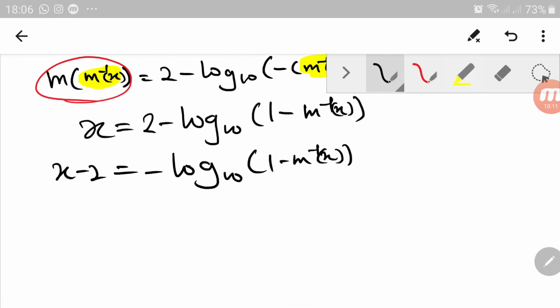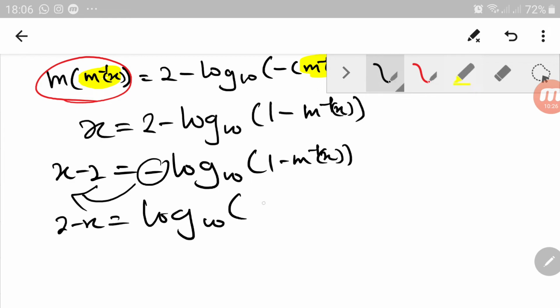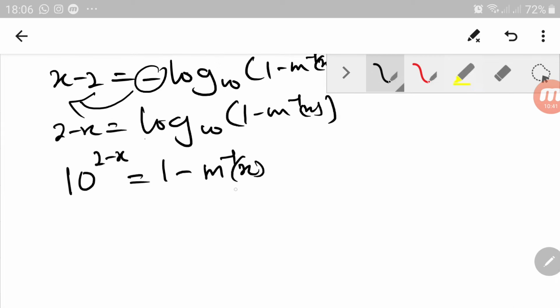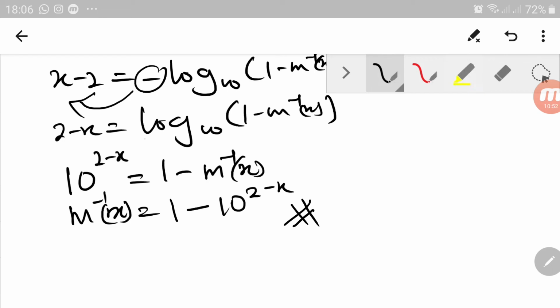Okay, and then I divide the left hand side by -1, right hand side by -1 as well to make the log positive, so it becomes 2 minus x equals log base 10 of 1 minus m inverse x. Now we change it into index form, becomes 10 to the power of 2 minus x equals 1 minus m inverse x. And then I make the m inverse positive, so we have 1 minus 10 to the power of 2 minus x. So this is the inverse.